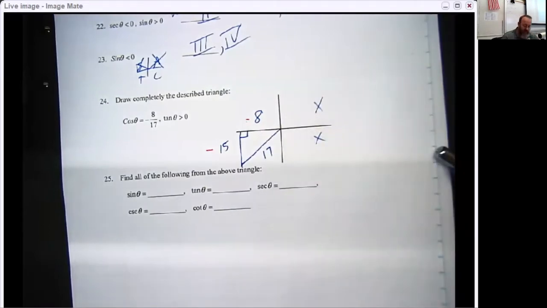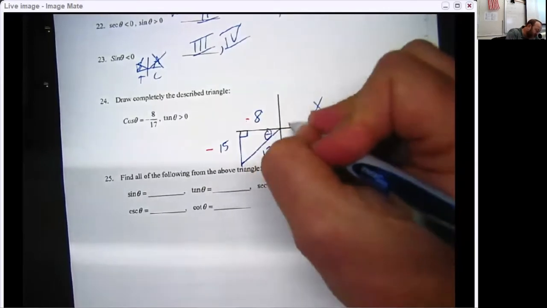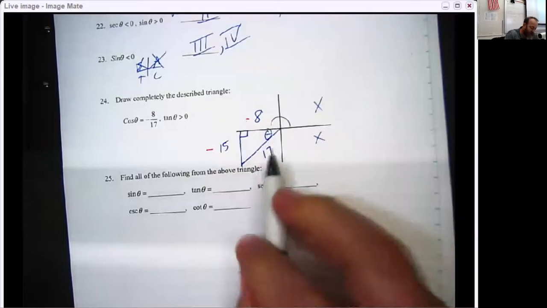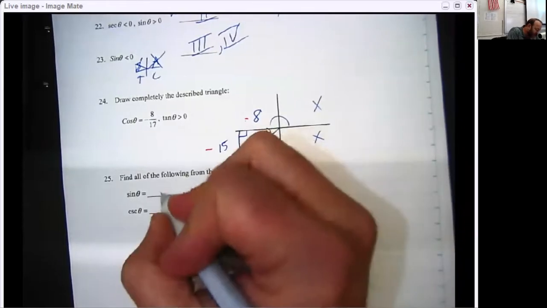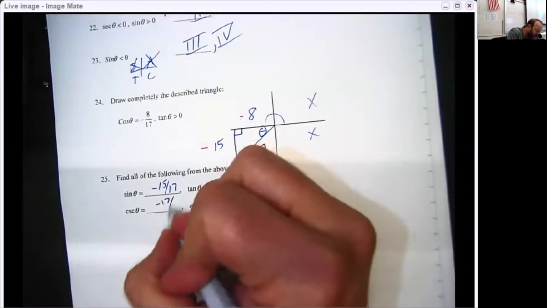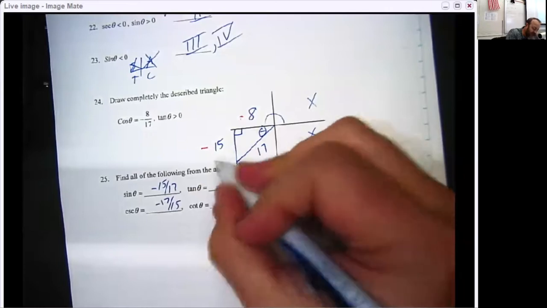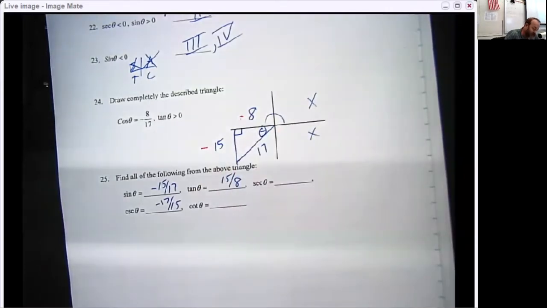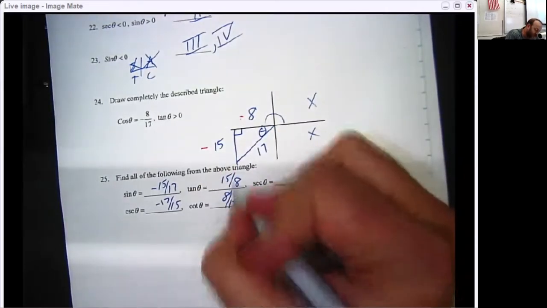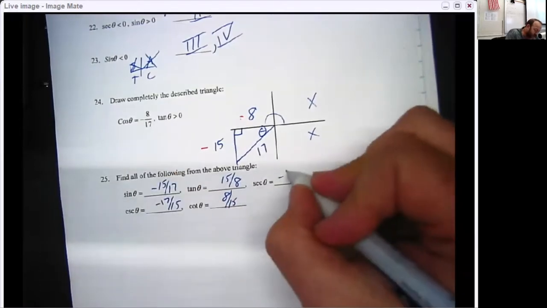And so we just have to finish because it says, what is the sine? So even though the angle is really here, we really look here. So the sine is opposite over hypotenuse. The cosecant is the same thing but flipped over. The tangent is positive 15/8 because a negative over a negative is a positive. Cotangent is the reciprocal of that. And the secant, of course, is just the reciprocal of the cosine.